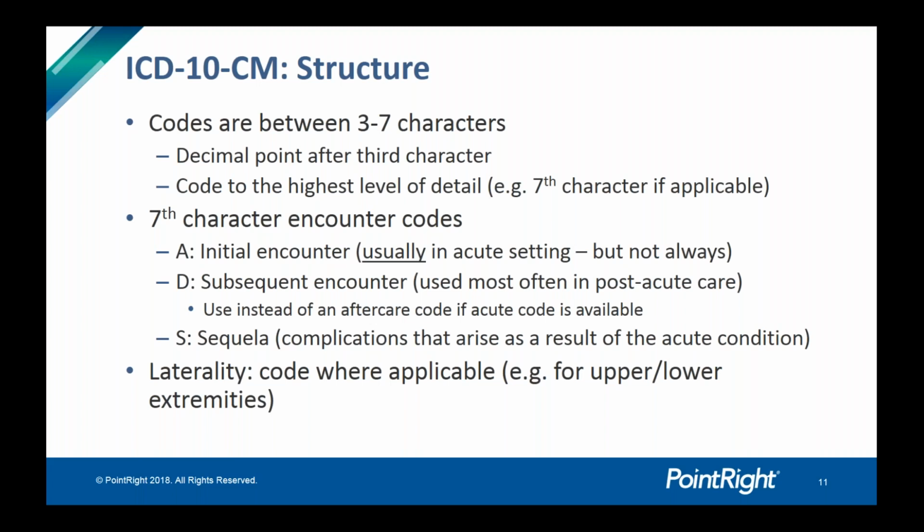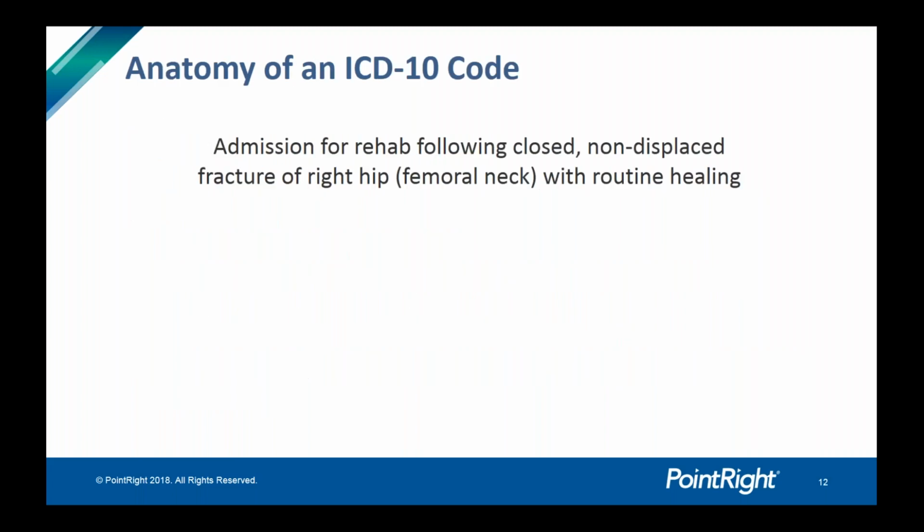Another piece of these codes is laterality. So anything that you have two of, there's a left side and a right side, or you could be bilateral. You need to code that where it's bilateral for your upper and lower extremities, for your eyes, for your kidneys, whatever you have two of, you need to make sure you code what side that is on, or bilateral.